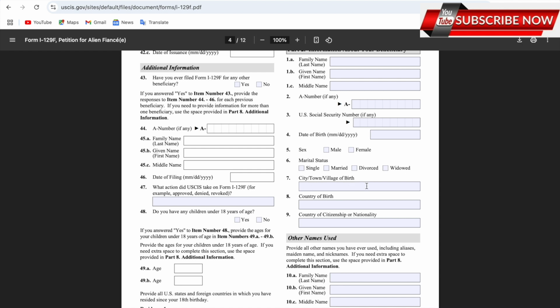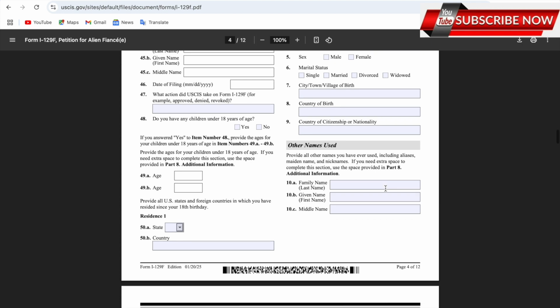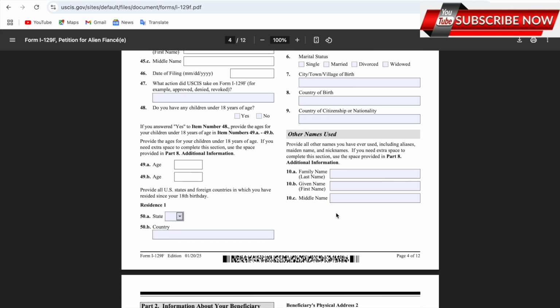City, town, or village of birth, wherever they were born, the city, the town, or the village they were born in, you put in the name over here. Their country of birth, whether Ghana, Nigeria, Togo, Benin, Cote d'Ivoire, Burkina Faso, wherever, you put in that information there. The country of citizenship or nationality, you put which country their nationality is over here. Other information, have they used any other name before?